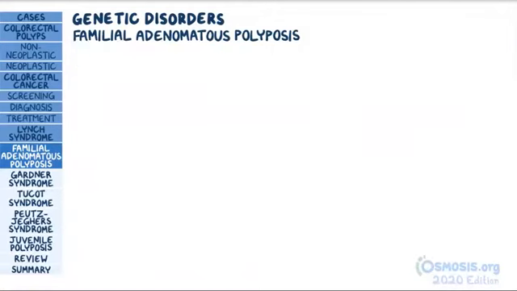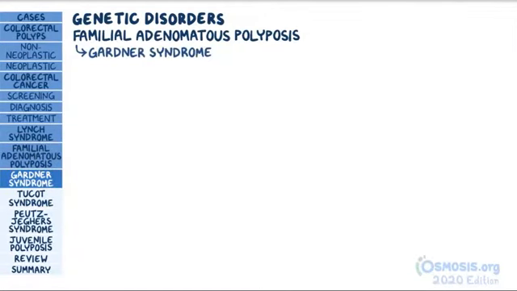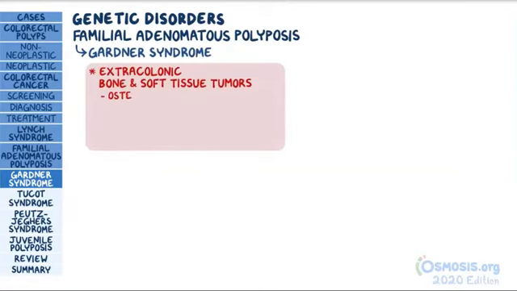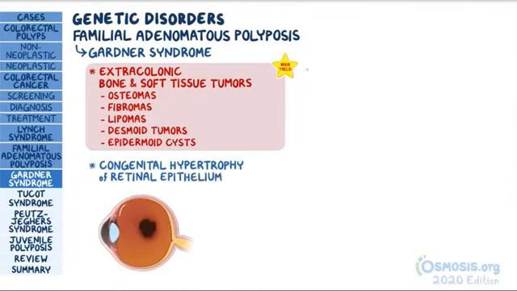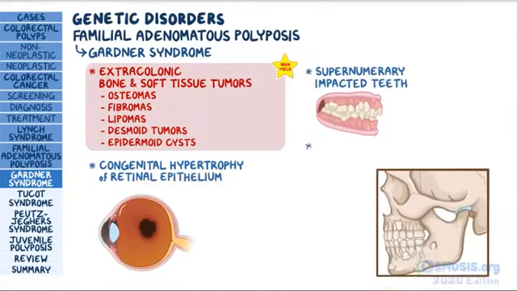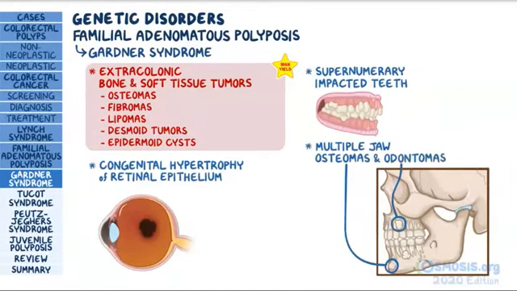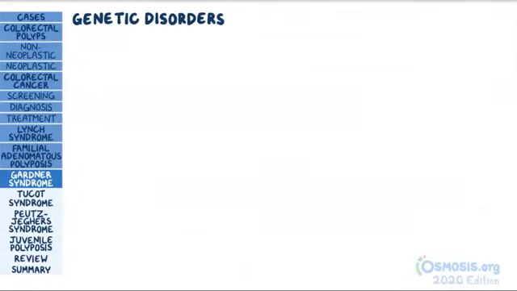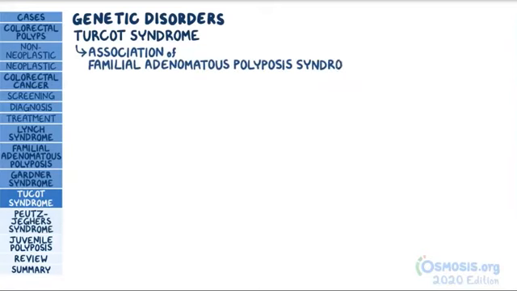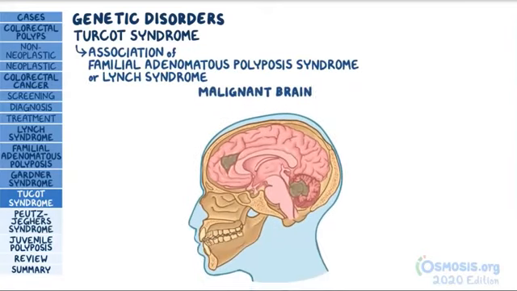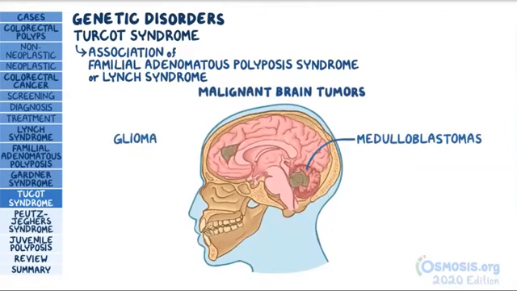Now, a subtype of familial adenomatous polyposis, called Gardner syndrome, is characterized by prominent extracolonic bone and soft tissue tumors, like osteomas, fibromas, lipomas, desmoid tumors, and epidermoid cysts. Also, these individuals can have congenital hypertrophy of retinal pigment epithelium, supernumerary impacted teeth, and multiple jaw osteomas and odontomas. The next one is Turcot syndrome, which can be described as the association of familial adenomatous polyposis syndrome, or Lynch syndrome, with malignant brain tumors, like medulloblastomas or gliomas.